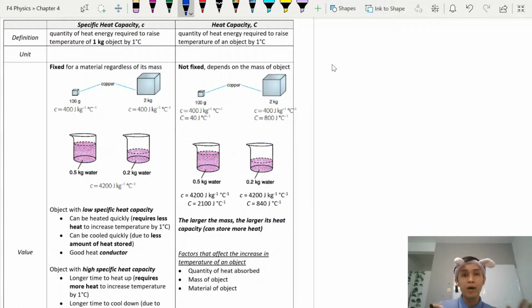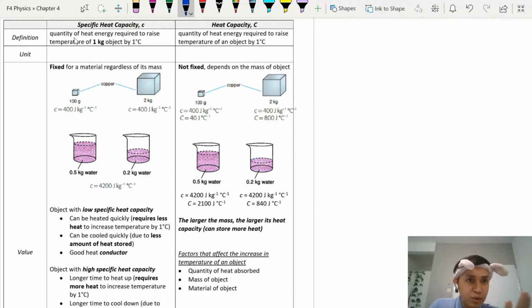So the part where a lot of students will get confused or might have trouble understanding is this part here: your specific heat capacity, and then the next part will be on your latent heat and your specific latent heat.